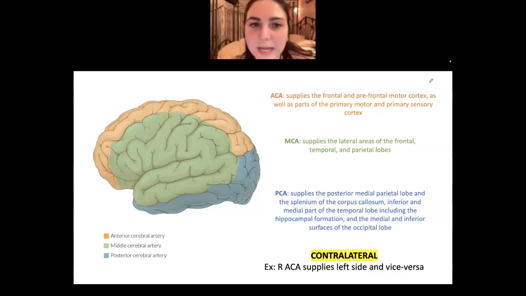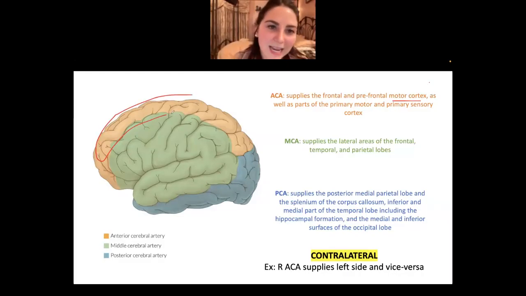How I best thought to do this was to show you what symptoms you would see in a stroke, and then you can figure out what these arteries do. So for example, the ACA, the anterior cerebral artery, supplies the frontal lobe and the prefrontal and motor cortex. So already thinking, okay, a lot of motor symptoms, as well as parts of the primary motor and primary sensory cortex.